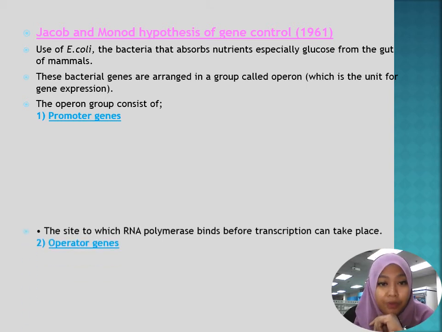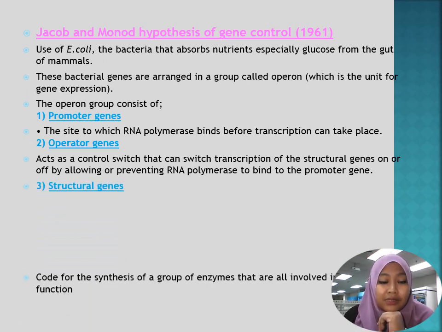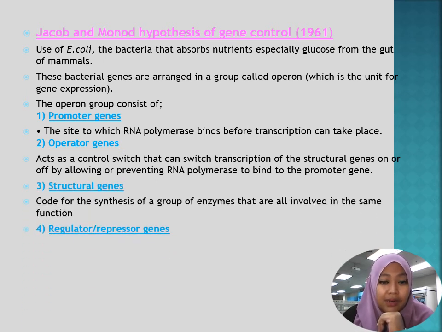So basically, this operon consists of a few units of genes. First, the promoter. Second, the operator. Third, the structural genes. And the last one is the repressor or regulator gene. So when we talk about the operon group, they consist of all these four.